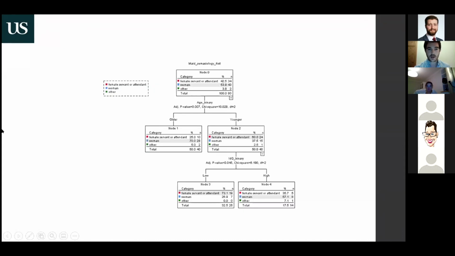Okay, we can see there's some more interesting interactions between social groups in this decision tree. So what we can see is that older speakers are more likely to use the woman sense, whereas younger speakers are more likely to use the female servant or attendant sense. And this change is actually led by speakers with a low identity questionnaire score. So younger speakers with a weak Cornish identity are more likely to use a supralocal sense of this word rather than the local sense.